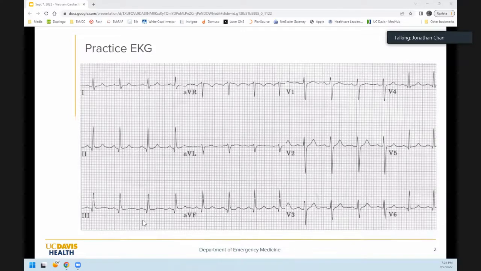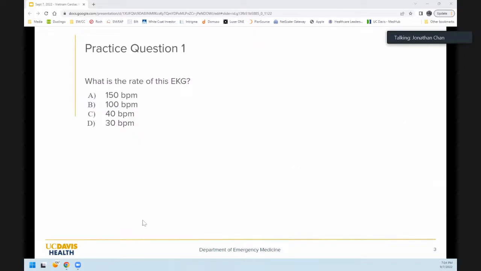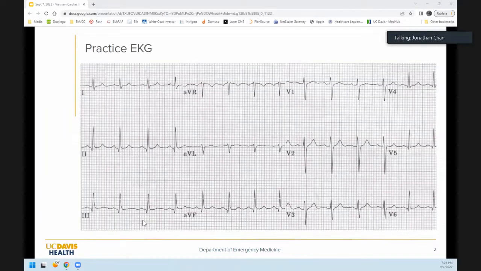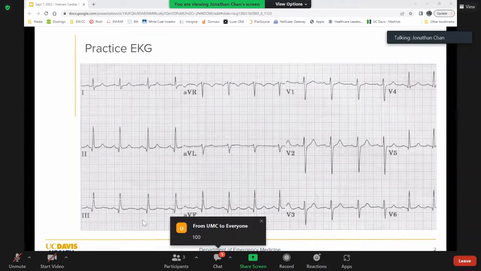So here's our practice EKG. What is the rate of this EKG when we're looking at it? Does anyone have a guess? We want to take a few minutes to look. Let me see the chat. Someone's in the chat. Yes, 100.